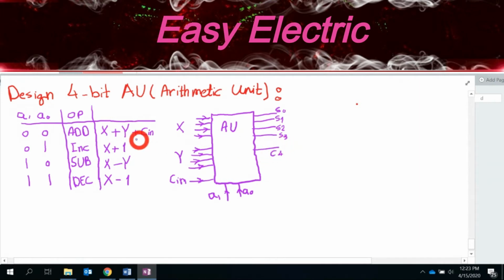What other outputs you need? So this is for this. Whenever it comes to the next increment function, X plus 1, if you get the carry, definitely you already have it. So nothing more you need for the second functionality.